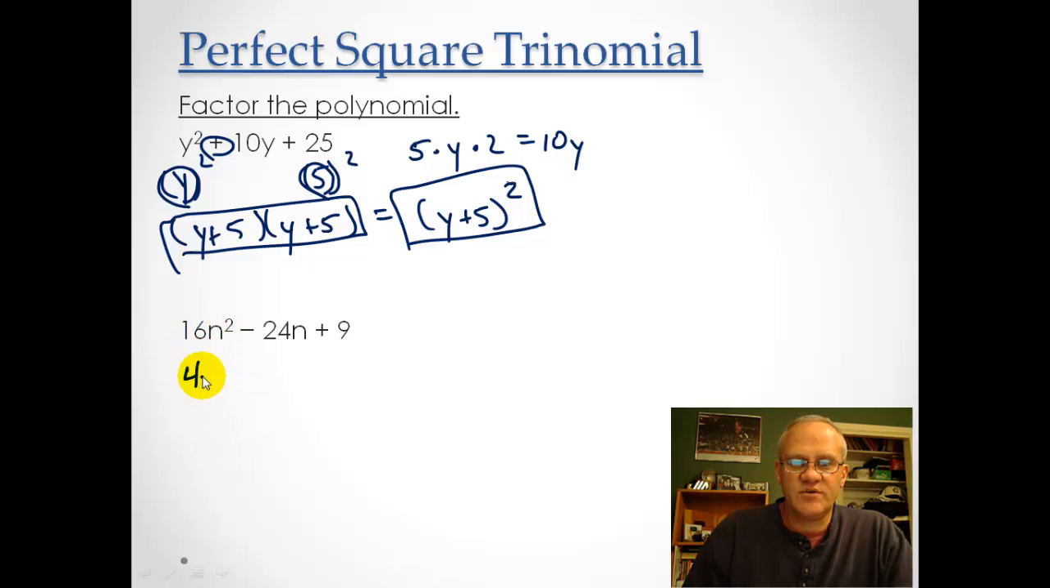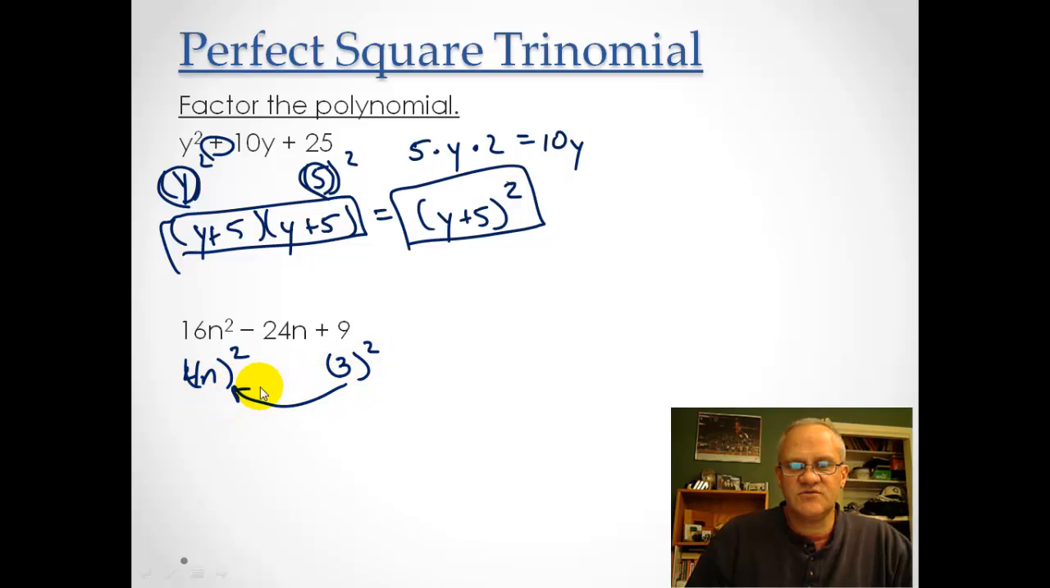16n squared, well, that would be 4n times 4n, and 9 would be 3 times 3. The old method, you'd have to go 16 times 9 and get a big number and figure all that out. Could take a little while. But here you notice 4n squared and 3 squared. 3 times 4n is 12n, and then if we go times 2, what do we get? 24n. In this case, it's a negative 24n. Fine. We're not worried about the sign. We'll deal with that in a second.